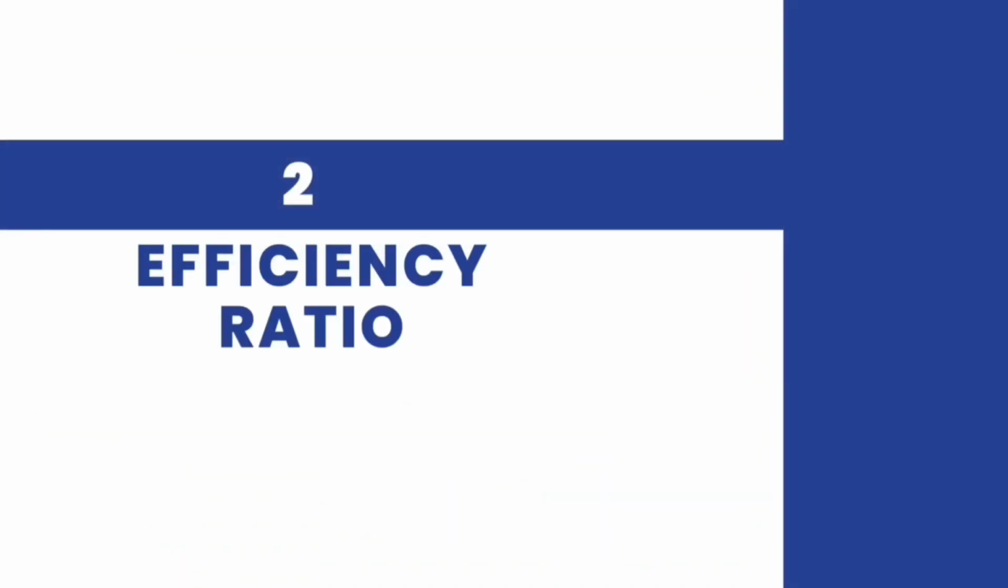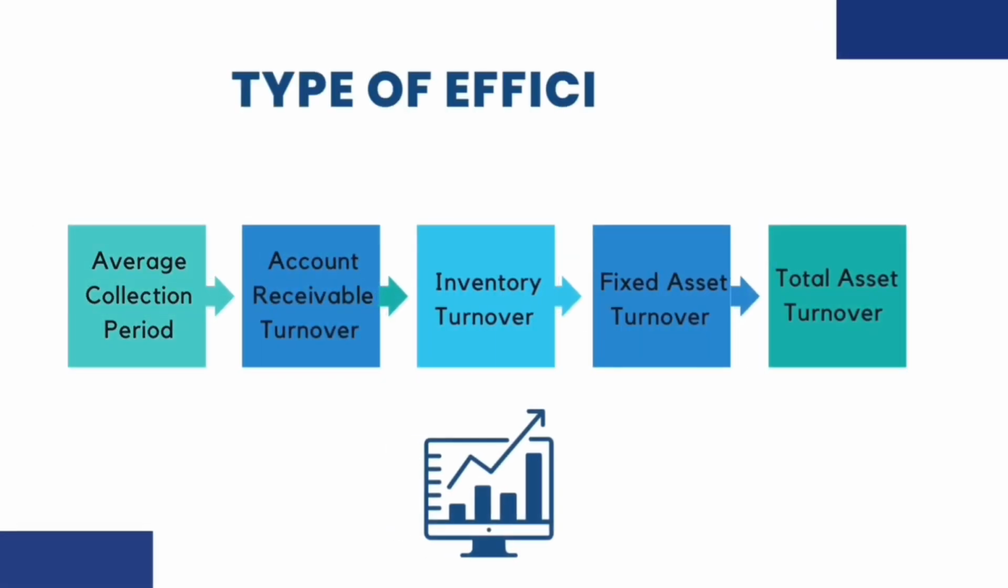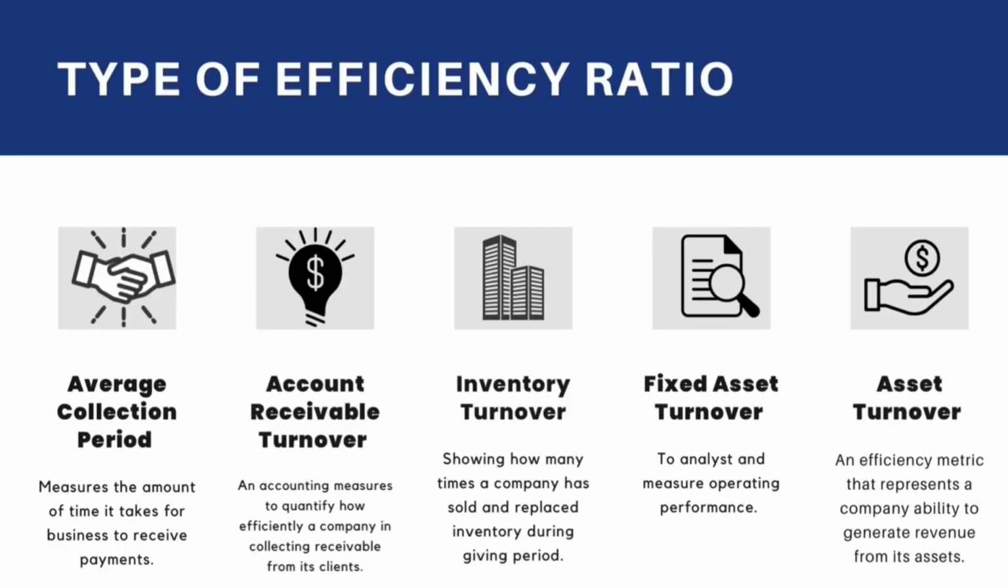Second step we need to determine is efficiency ratio. Efficiency ratio is measure of how well company utilize its resource to make a profit. There are 5 types of efficiency ratio. First is average collection period. Secondly is account receivable turnover. Third is inventory turnover. Fourth is fixed asset turnover. And last one is asset turnover.